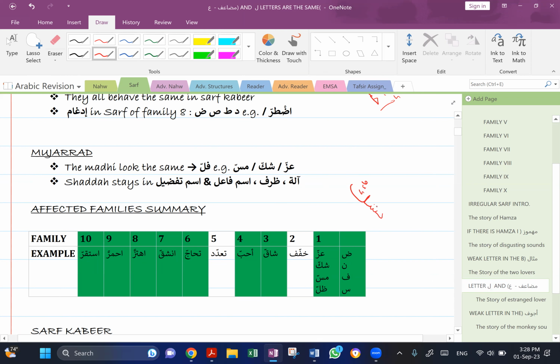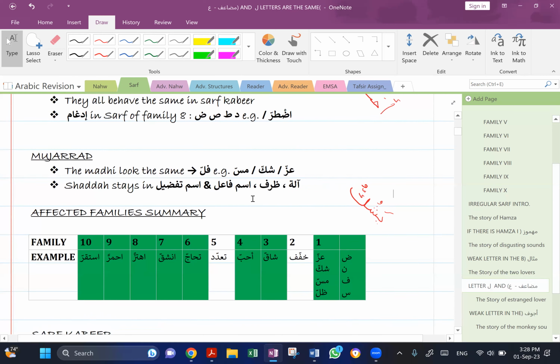So you have yashukku. You can't pronounce this without the dhamma. We're like, okay, wait a second. There was a dhamma there, remember, yashkuku? So they brought back the dhamma and it became yashukku. See that? It depends on which vowel was on the ain letter, that is what is going to come back. And we'll see that when we get to Sarf Kabir as well. It's more prominent there.